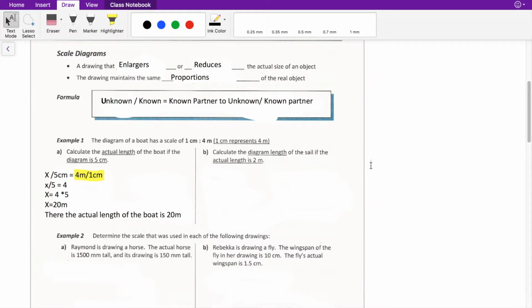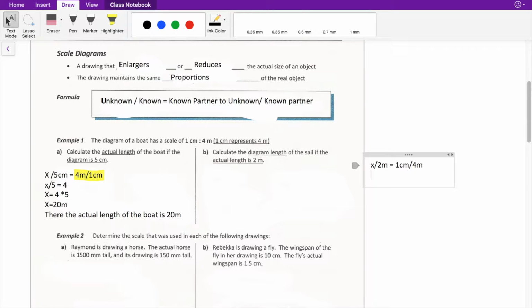Right? I'm going to do it on the side, then move it in. So my x is here. And then I'm going to put 2 meters on the bottom. So what's its partner? Okay, so I have meters on the bottom. So let's go 1 centimeter over 4 meters. All right, so here we have our ratio, 1 over 2 equals 1 over 4.